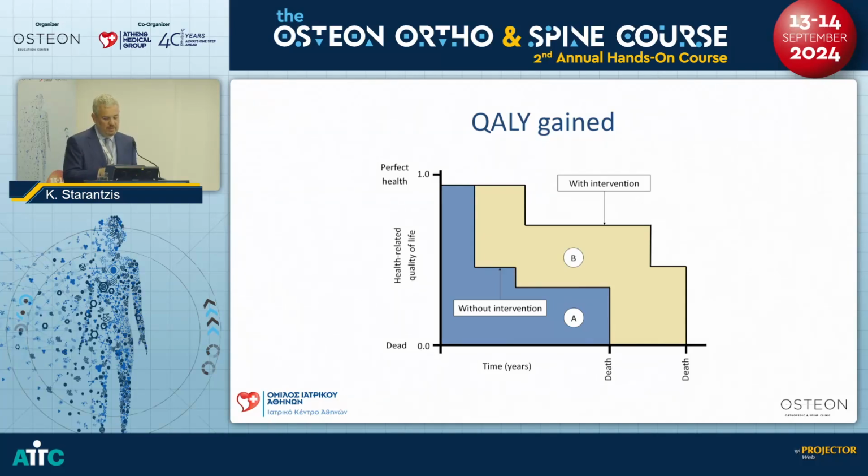So with the blue, you can see the quality of life here, and the time left until death. So an intervention can extend the life and improve the quality, and then you get more quality. So this is the quality gain from an intervention.